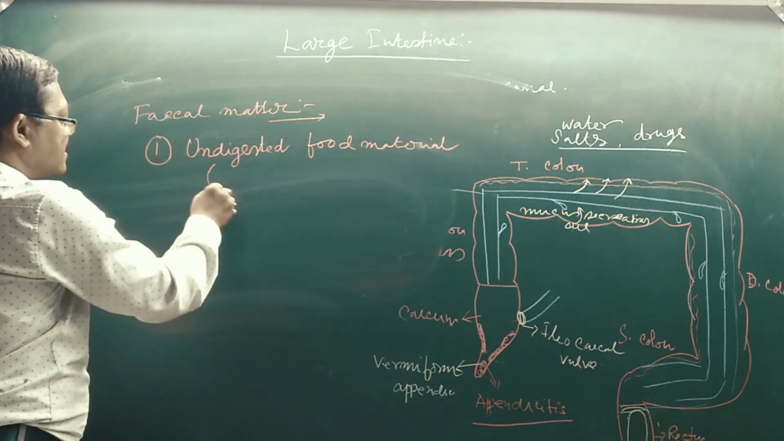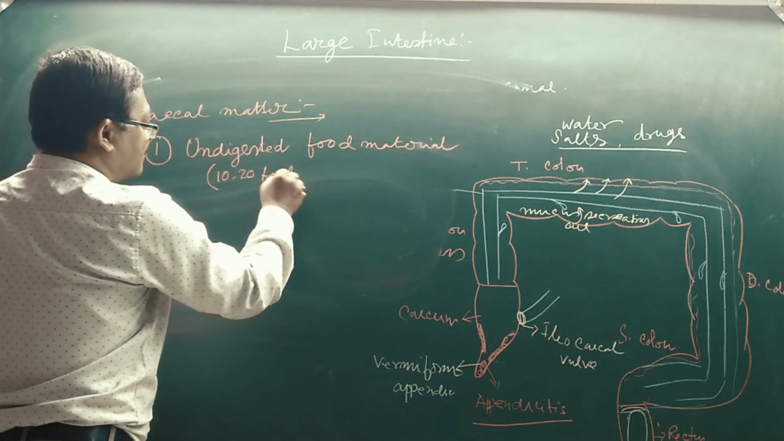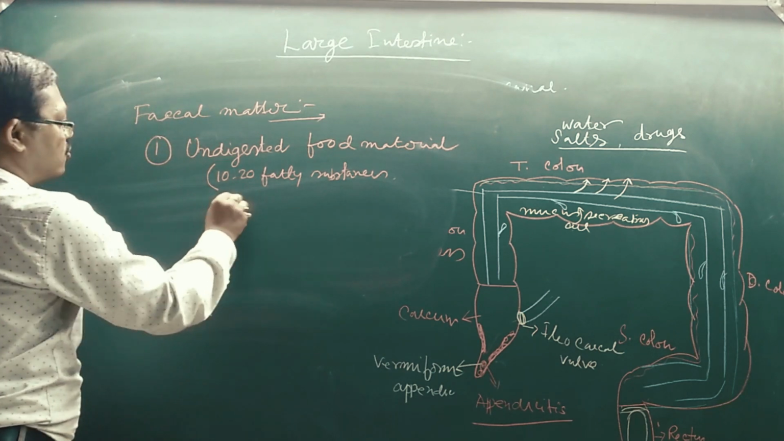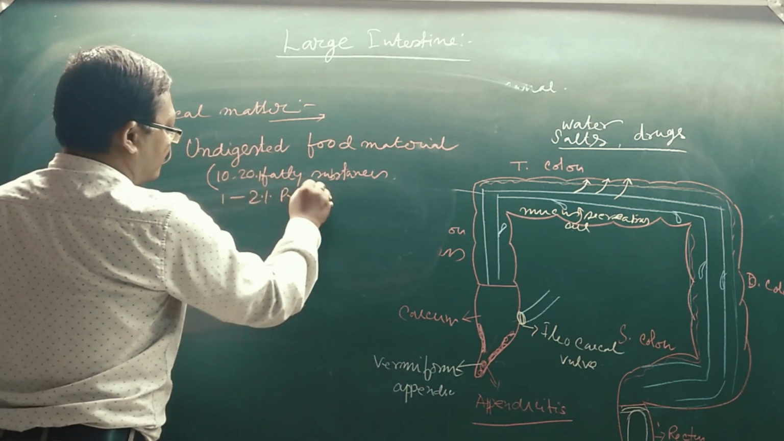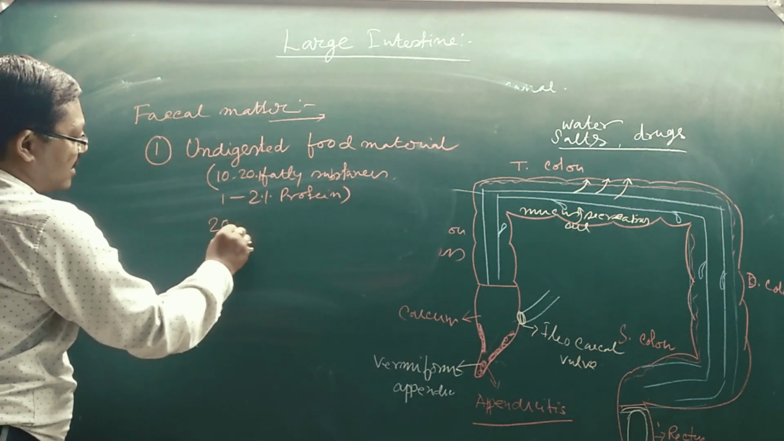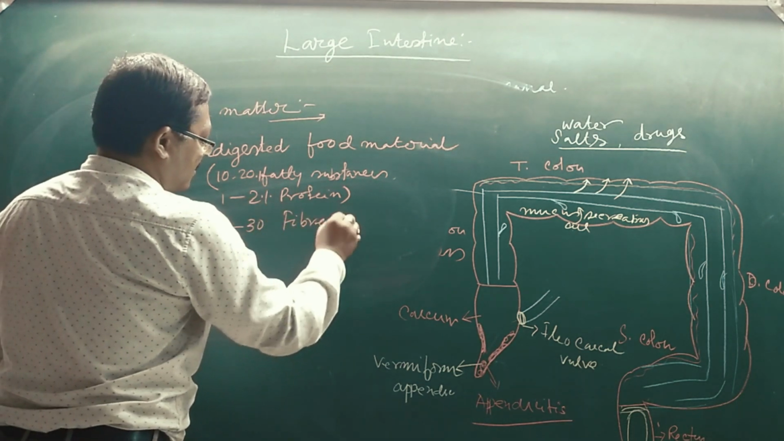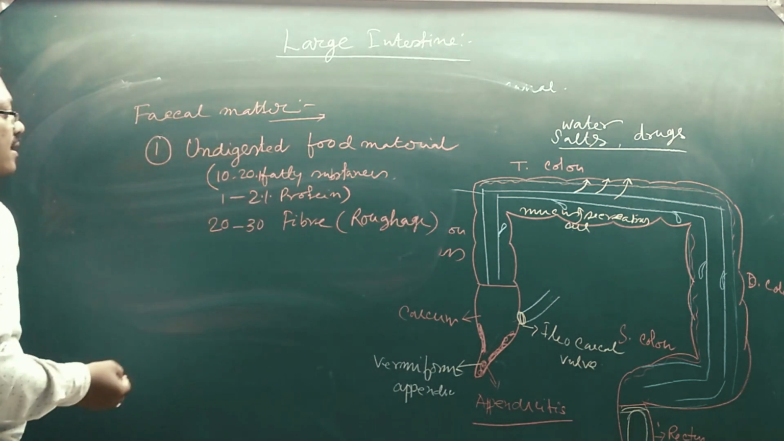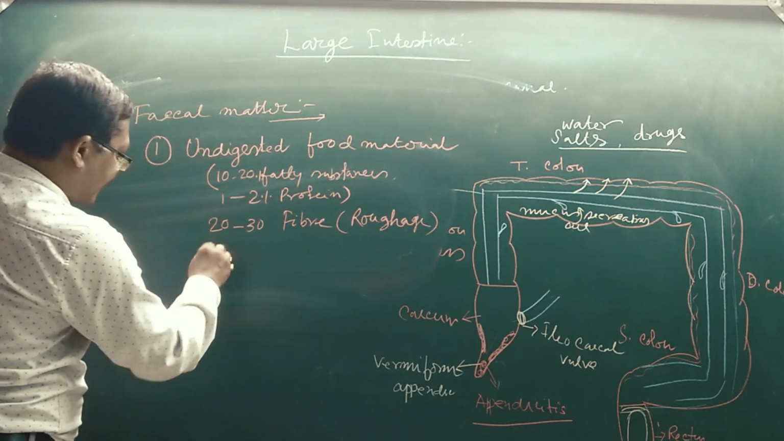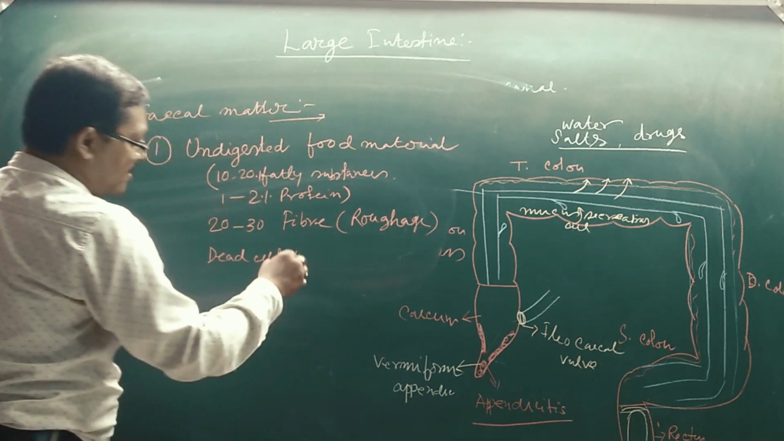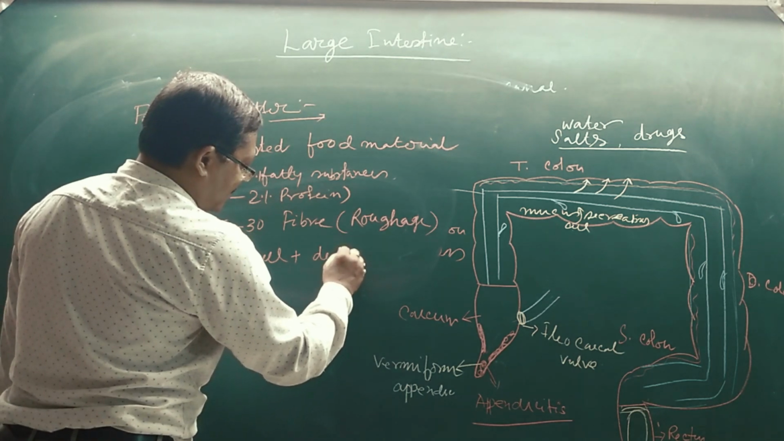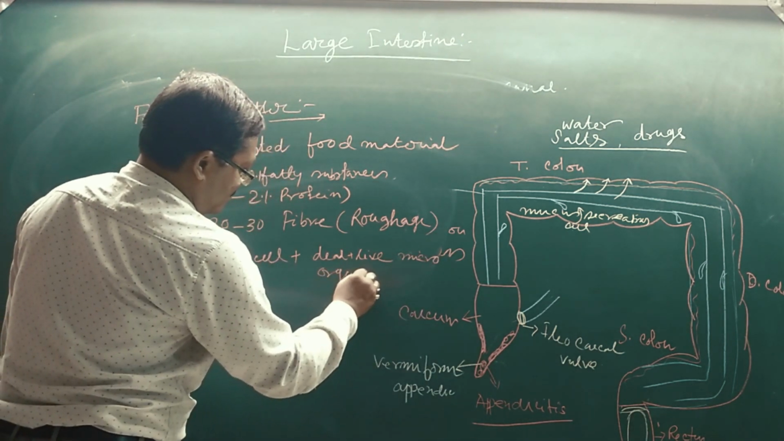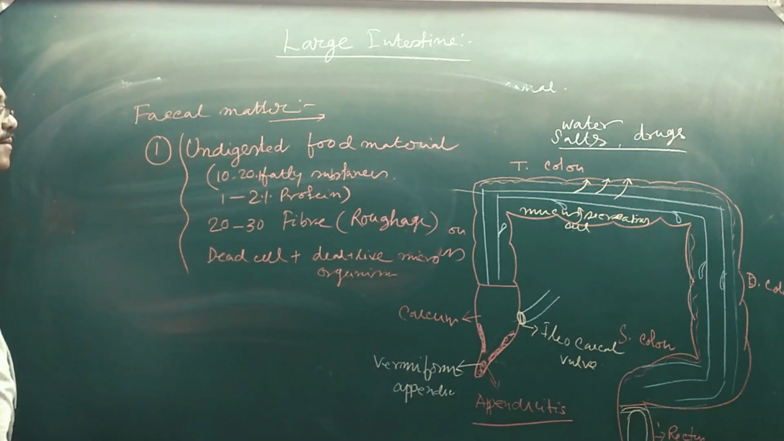These include some amounts: 10 to 20% fatty substances, 1 to 2% protein, 20 to 30% fiber, food fiber called roughage, some amounts of dead cells, dead and live bacteria, and pathogenic microorganisms. These are excreted with the fecal matter.